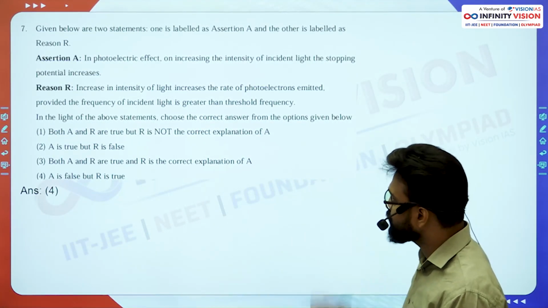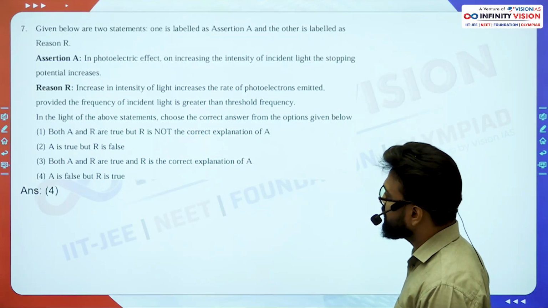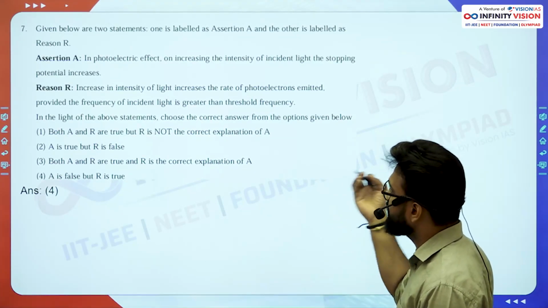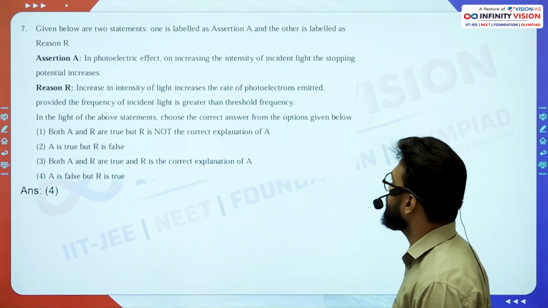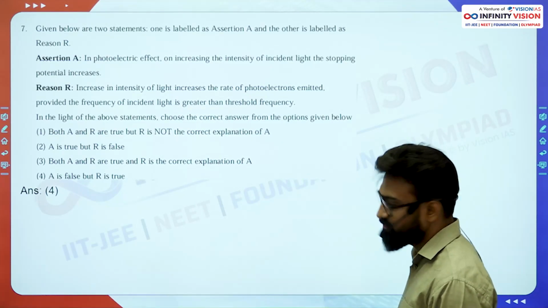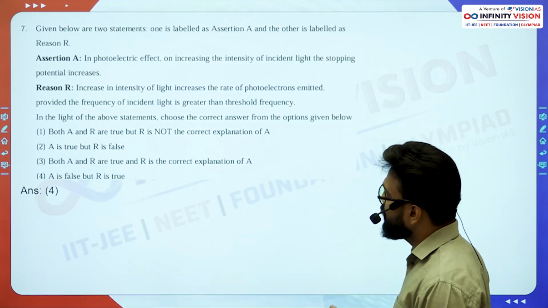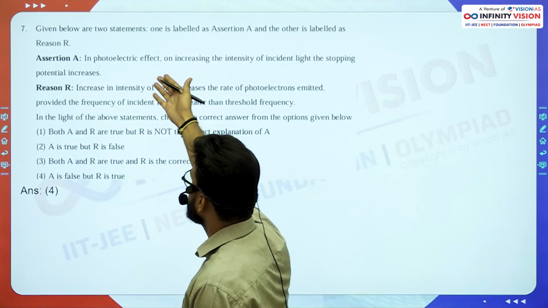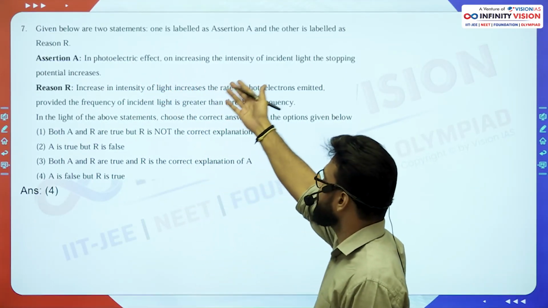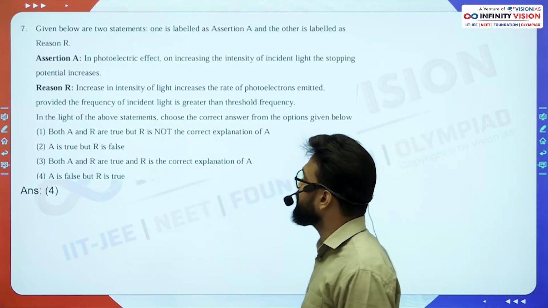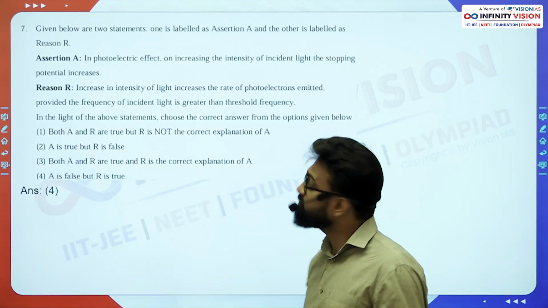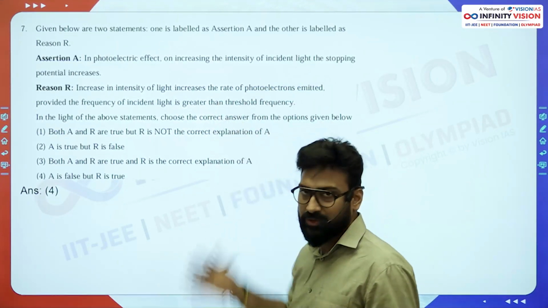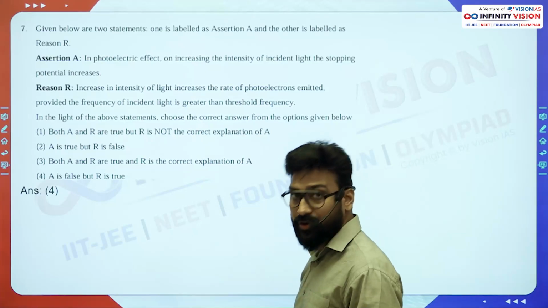Next, it is a statement with question. Assertion says, in photoelectric effect, on increasing the intensity of incident light, the stopping potential increases. So what is the relationship between intensity and stopping potential in the photoelectric effect? There is no such relationship between intensity and stopping potential. So that means this statement is wrong.